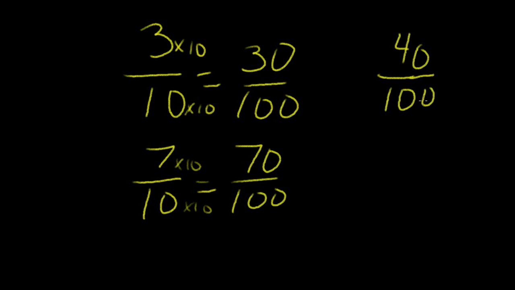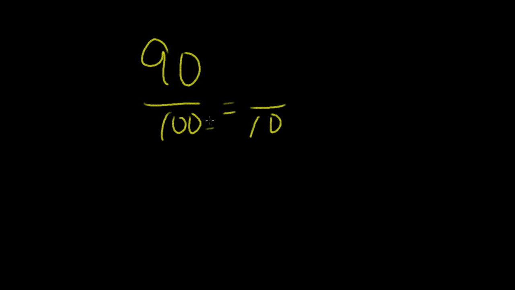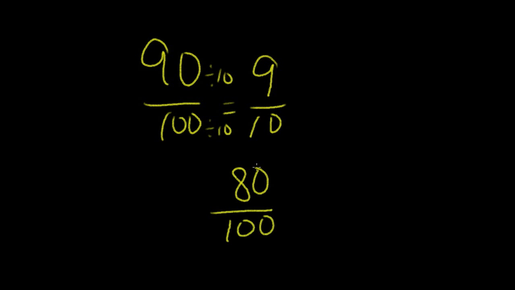Alright, and then we can do the same skill when we're working backwards, changing hundredths to tenths. If we have 90 hundredths, we want to make that equivalent to tenths. How do we go from 100 to 10? We divide by 10. We do the opposite operation. So 90 divided by 10 is 9. Now instead of adding a 0, we're taking away a 0. For example, if we have 80 hundredths, we're simply canceling out these two zeros, so that makes it equivalent to 8/10.